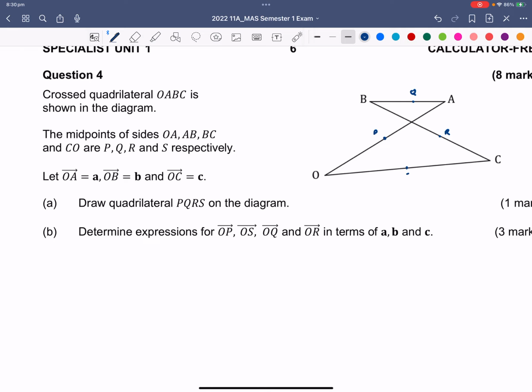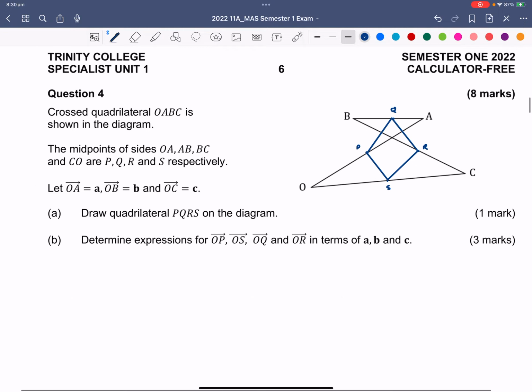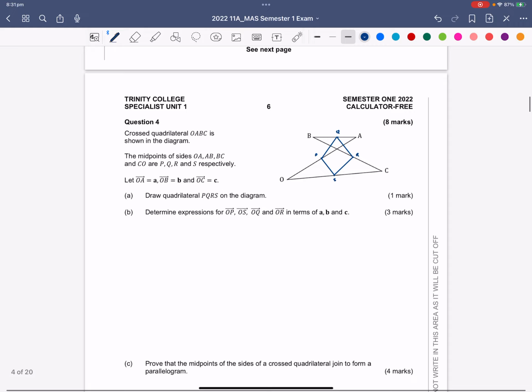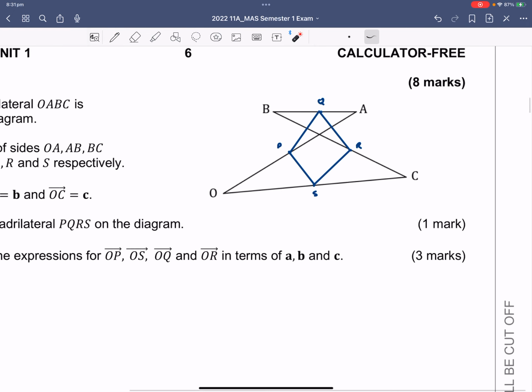So first of all, it says draw quadrilateral PQRS. There you go, that's quadrilateral PQRS. All right, close enough. That'll do the job. All righty, determine expressions for OP, OS, OQ, and OR in terms of A, B, and C. And then prove that these form a parallelogram. Well, it kind of looks like a parallelogram. Maybe if I'd drawn it a bit more accurately, it does look like a parallelogram, but we really got to mathematically prove that they form a parallelogram.